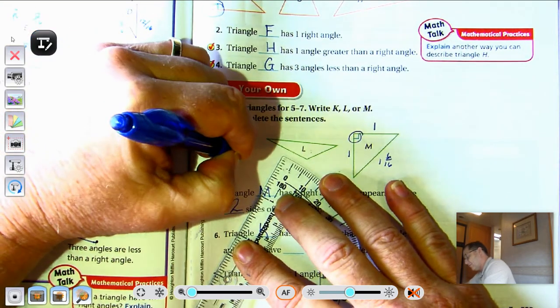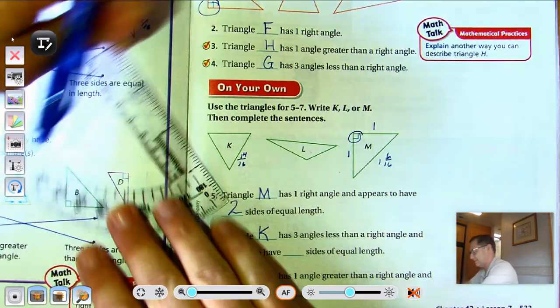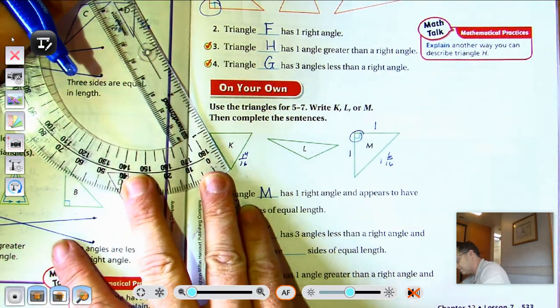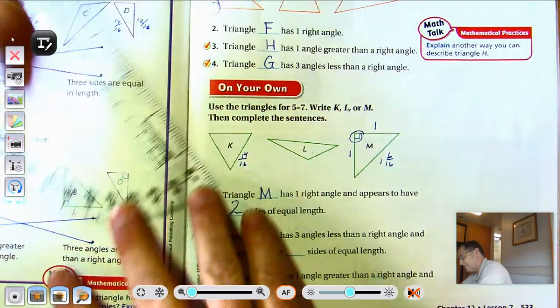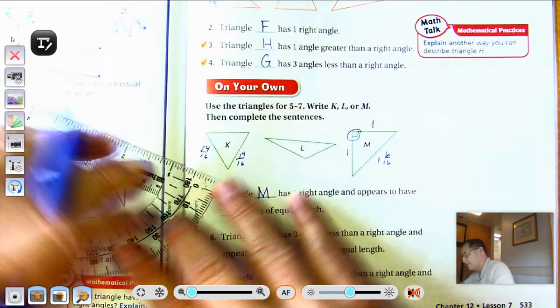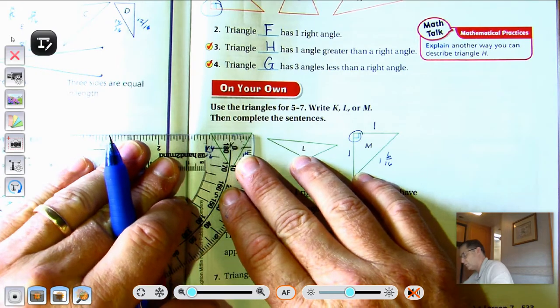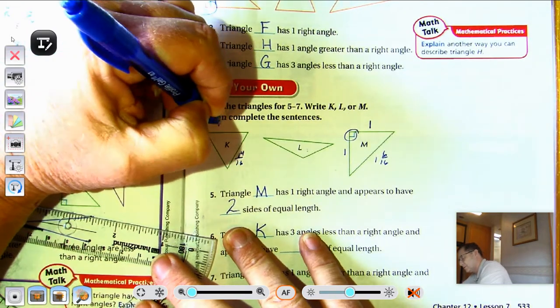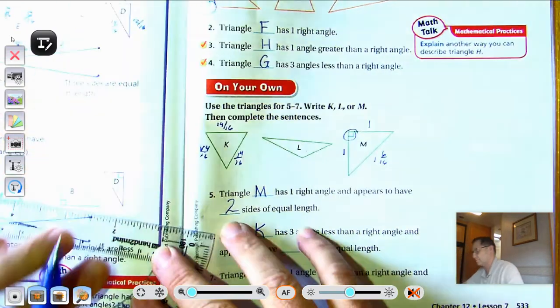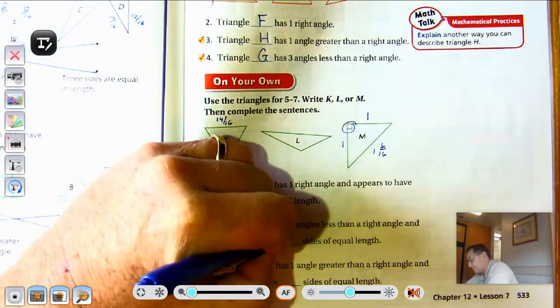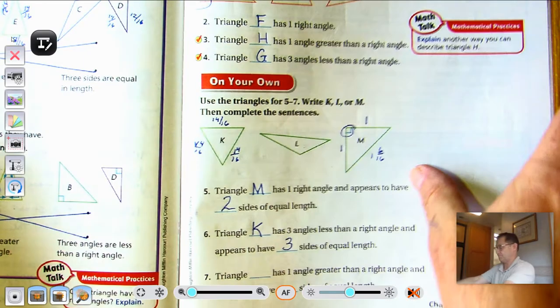I'm going to say that that's 14 out of the 16 lines or sections. Same thing on this side. How about this side? Yes, also 2/16 short. So, and it has 3 sides of equal length.